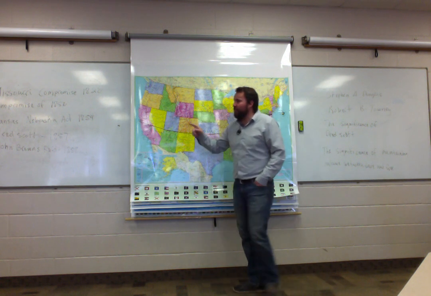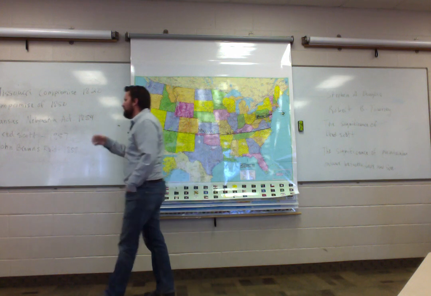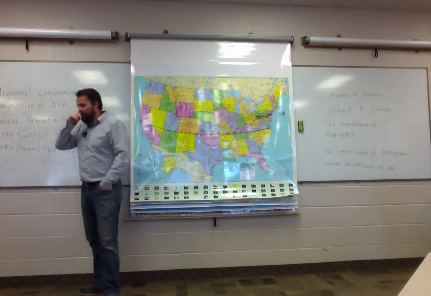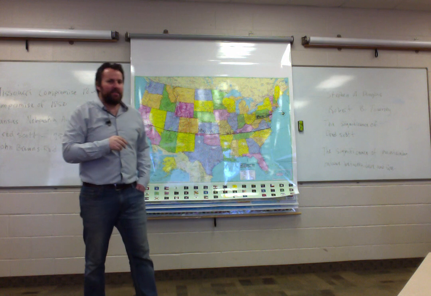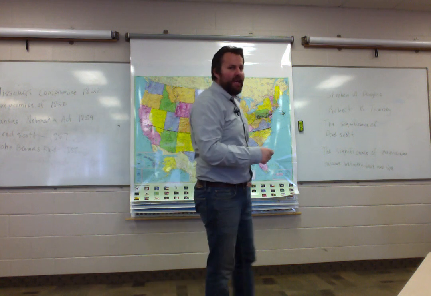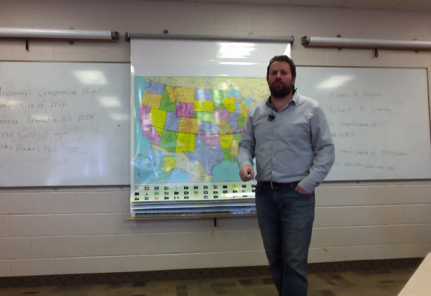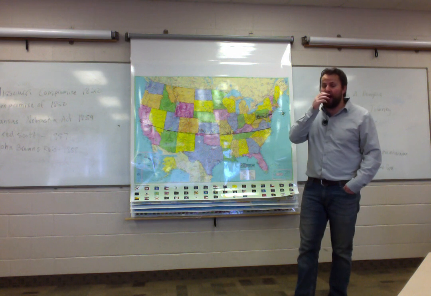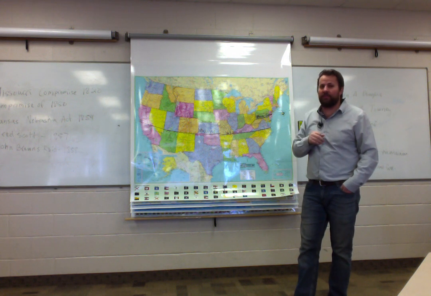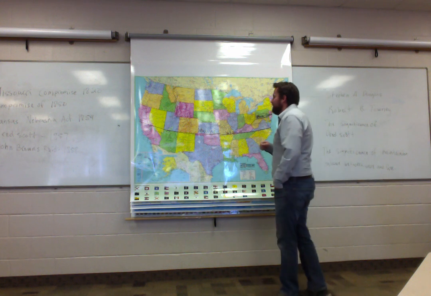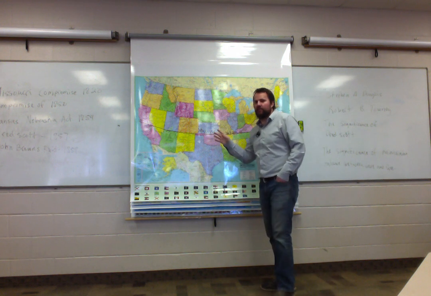Now, the Great Compromise, the Compromise of 1850, says that if a free state comes in, a slave state also comes in. Okay, so it establishes that balance, is what the Compromise does. It also prohibits slavery to some degree in the territories.